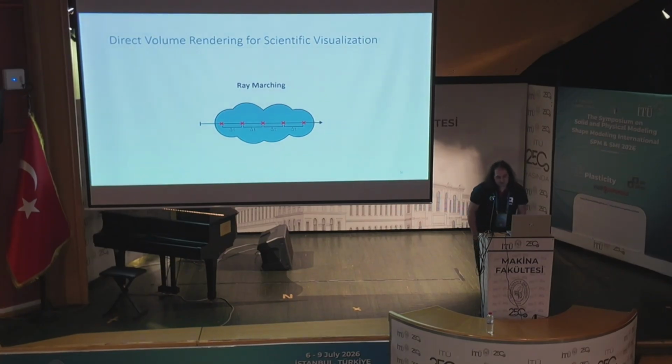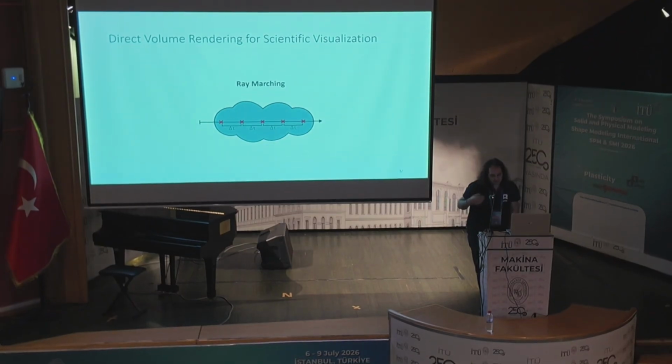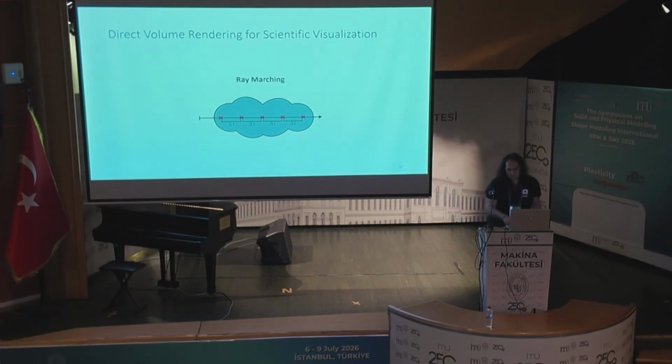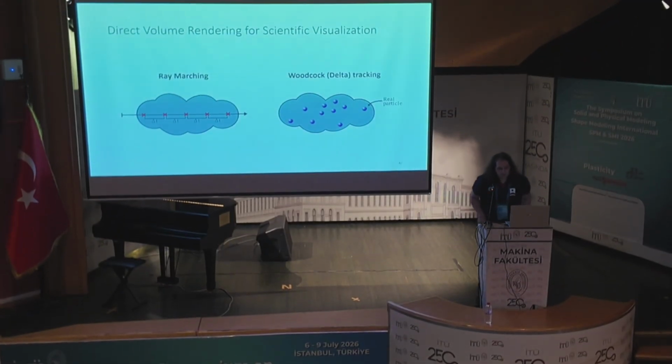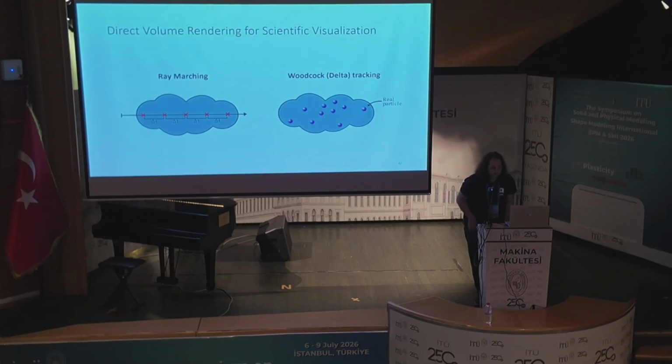In ray marching, we take some fixed steps throughout the volume. Then we take samples, map them to colors, then composite them into a color. And more recently, Woodcock or delta tracking is starting to get more popular.